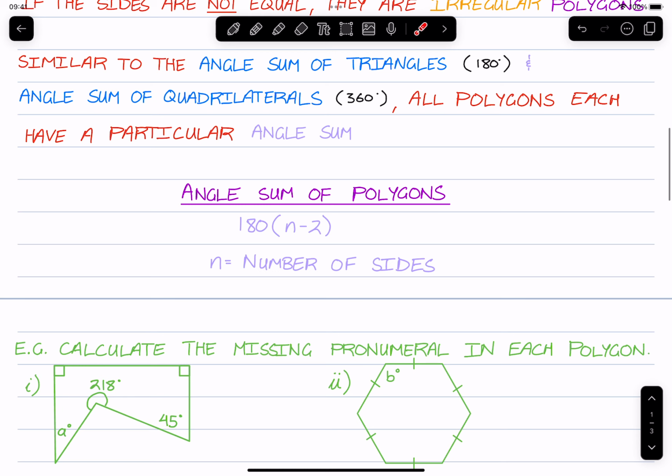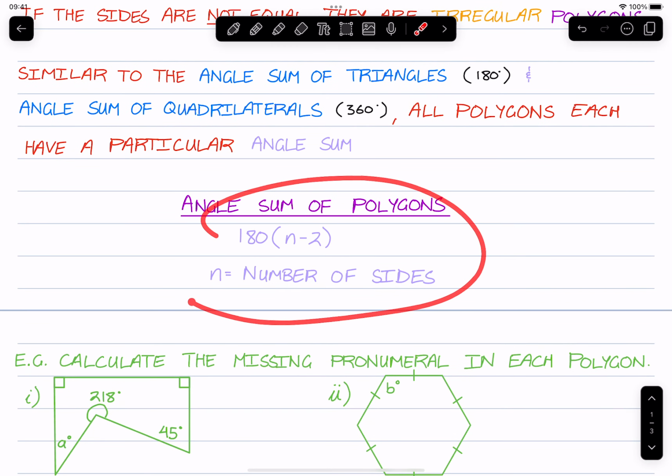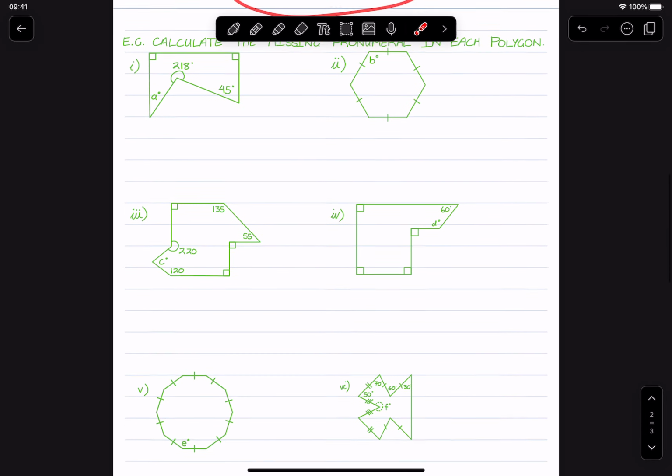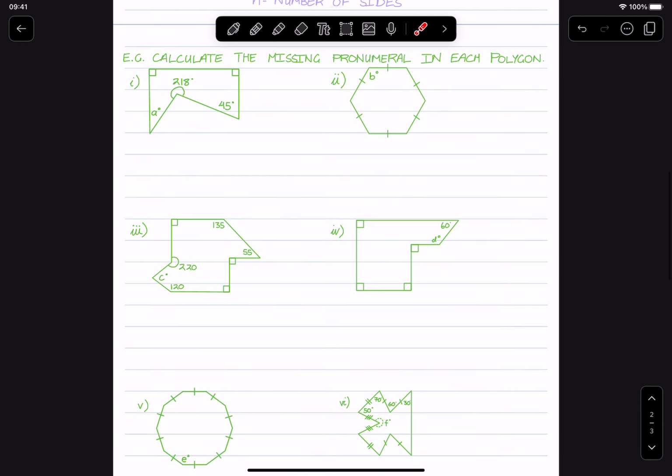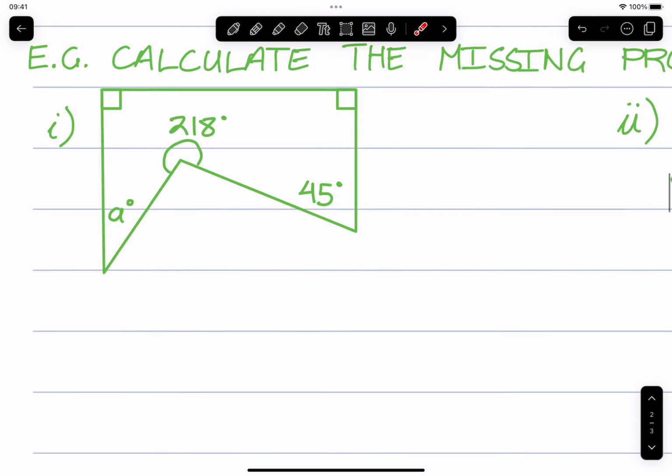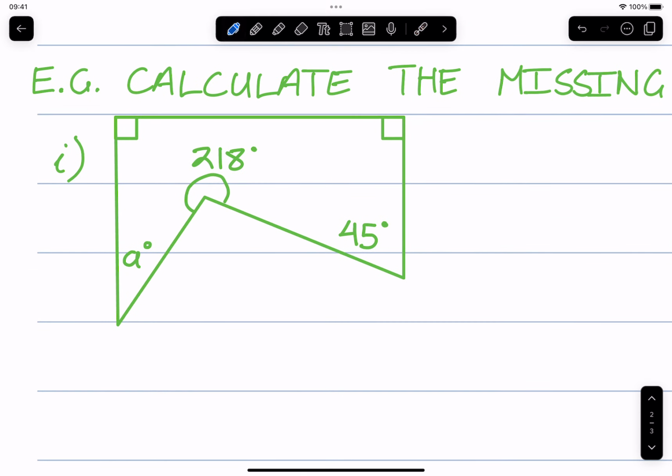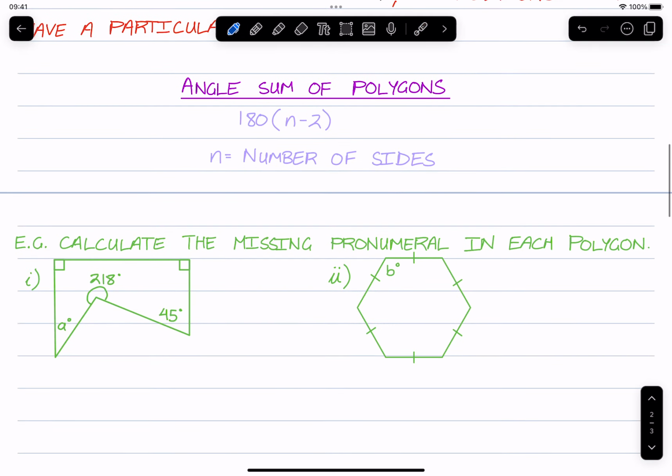All right, we'll just demonstrate to you how we might use this in these 6 examples. You can pause and figure out the missing letter from each of them. Alright, so let's get to it. Now, in order to figure out first what this missing angle is, we first need to figure out what all of these angles would add up to. That is the angle sum of polygons.